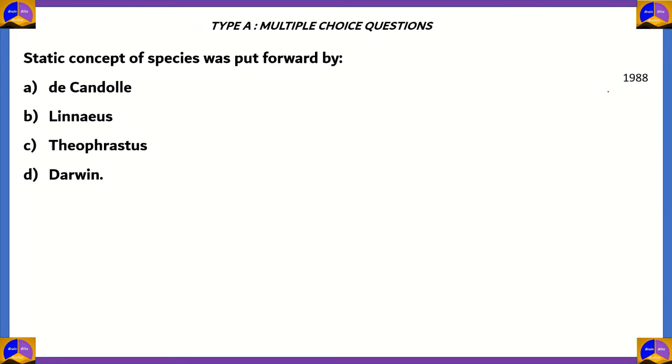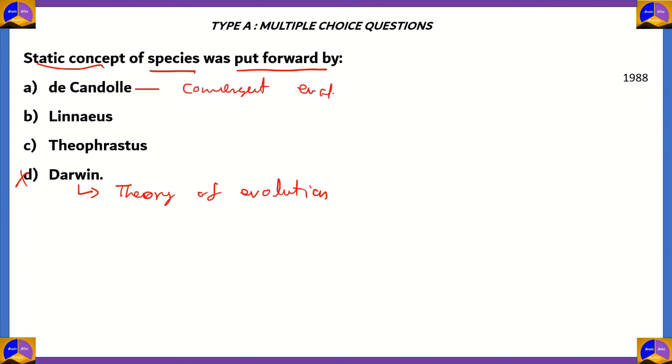Now, this is the final question of this episode. The static concept of species was first put forward by de Candolle, Linnaeus, Theophrastus, Darwin. Now, the term Darwin is associated with the theory of evolution, survival of the fittest, and so on. So therefore option D is incorrect. De Candolle is associated with convergent evolution. So therefore option A is also incorrect. Linnaeus is associated with binomial nomenclature.